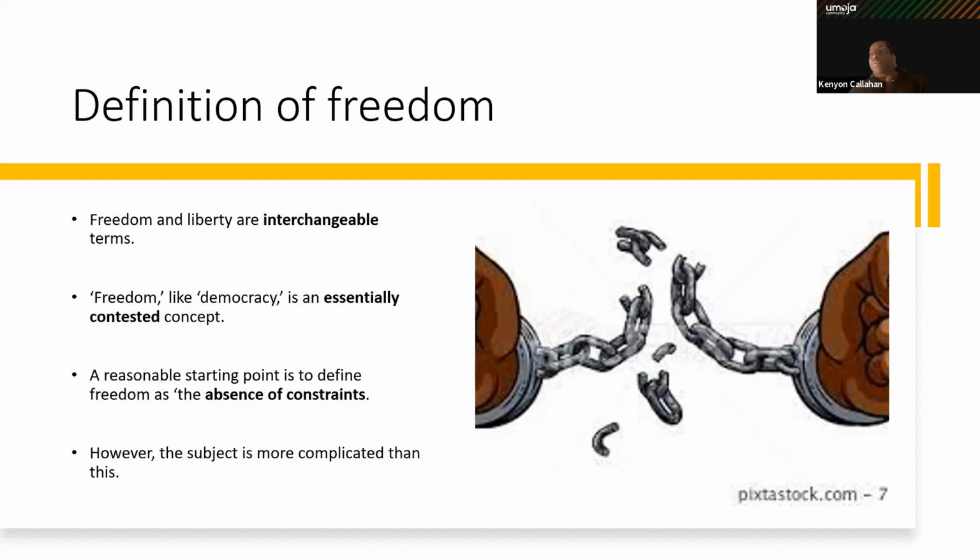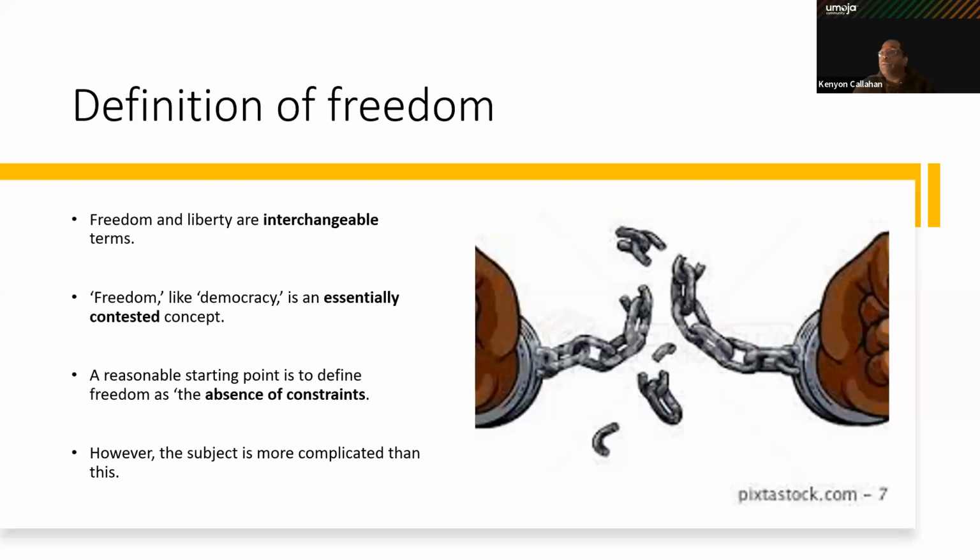Some political theorists will argue, yes, they are interchangeable. Others will argue they're not. So these terms sometimes can be interchangeable, sometimes they're not. We're going to delve into this a little more. When we talk about the definition of freedom, freedom and liberty are interchangeable terms. Freedom, like democracy, is essentially a contested concept. Some people argue democracy is not always the same thing.